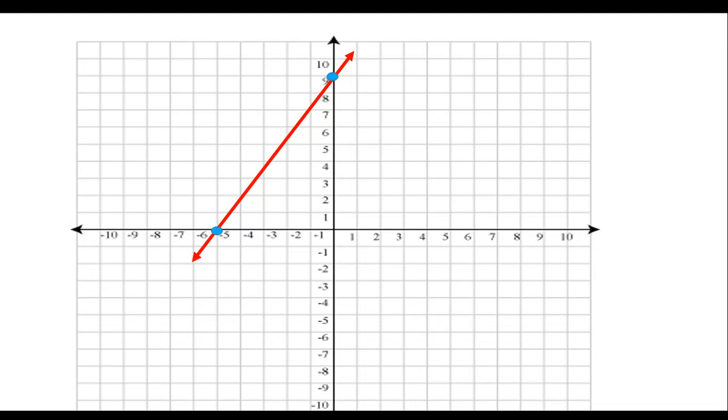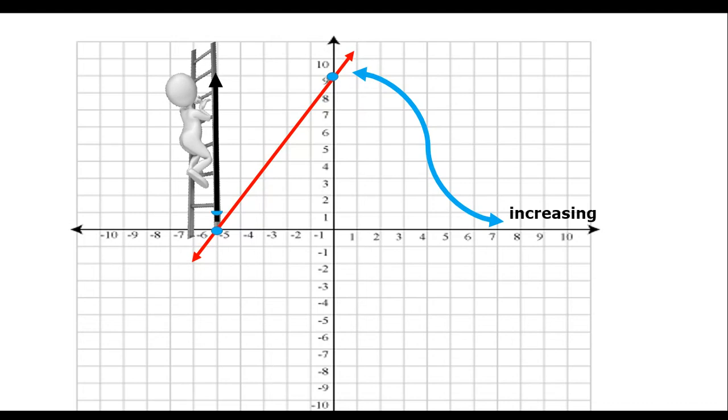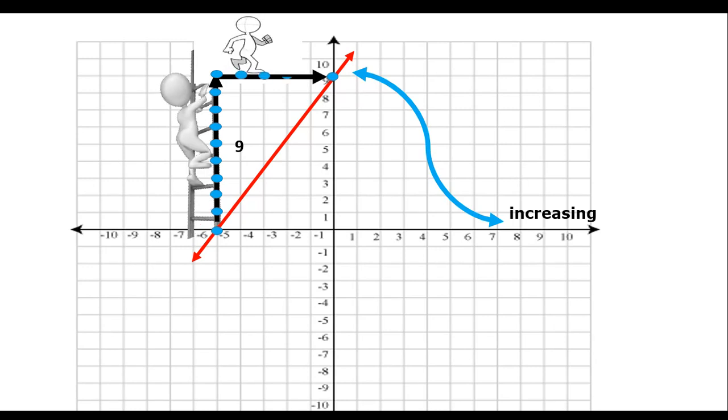Okay, let's see. If we move upward, how many steps? 1, 2, 3, 4, 5, 6, 7, 8, 9. We move 9 steps upward, so that's positive 9. And then we move 1, 2, 3, 4, 5. 5 steps to the right. So that is 9 over 5, and it is already in simplest form.